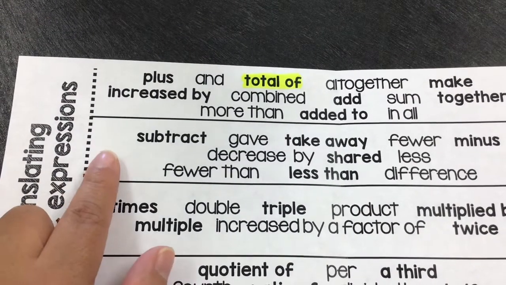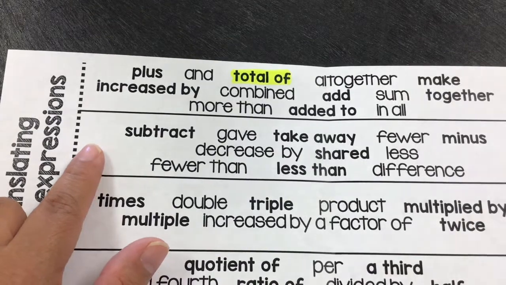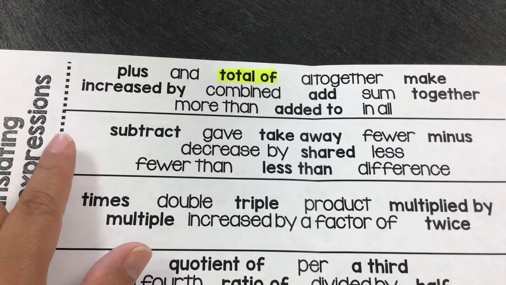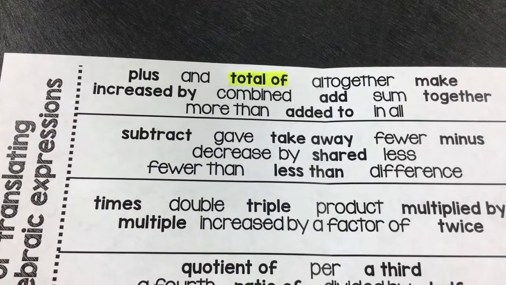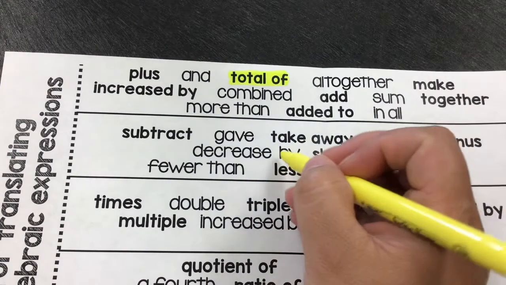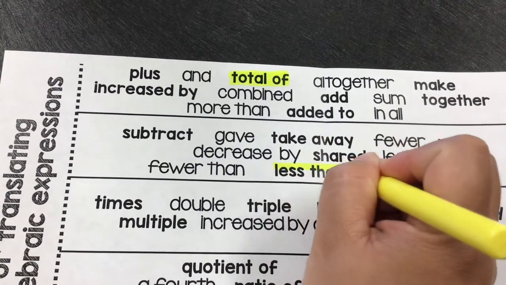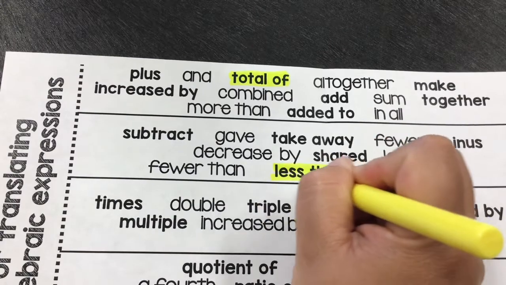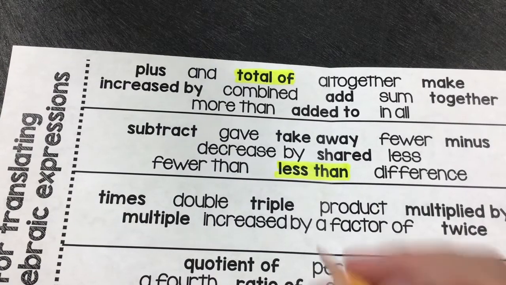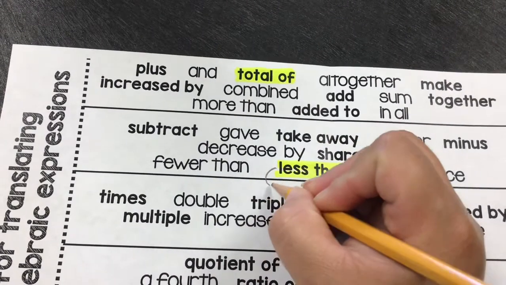The next little section is subtraction. We should know take away, fewer, minus, decrease by, shared. That means that you're going to give some to someone else. But what I want you to highlight is this less than. This less than is important because what it does is change the order.